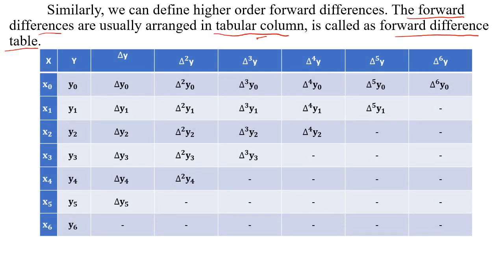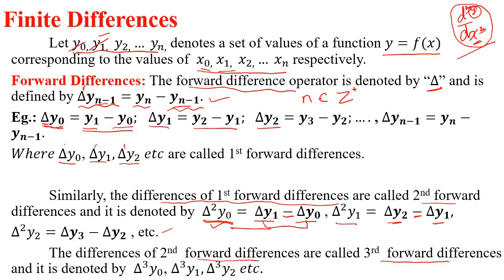Observe this table. First column has the values of x, this is given data, x0 to x6. Second column is the function, the value of y, and this is also given, y0 to y6. Your calculation starts from the third column. So this is my first order forward differences. And first I am going to define the first order forward difference for the first entry, y0. So observe the definition here. Delta y0 is y1 minus y0.